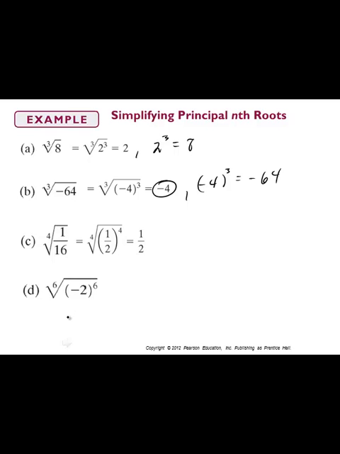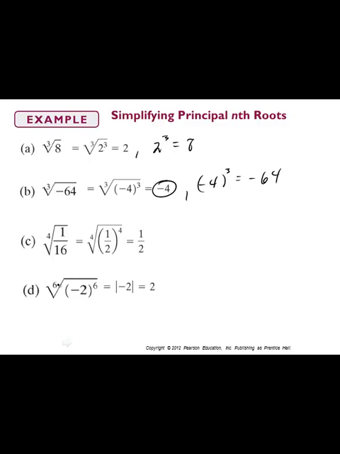How about the sixth root of negative 2 raised to the sixth power? Now look, when we take even roots, as in roots whose index is an even number, the result is going to always be a positive number. So in the radical, we have negative 2 raised to the sixth power, and that result is going to be a positive number. And then, of course, the root of a positive number is a positive number.